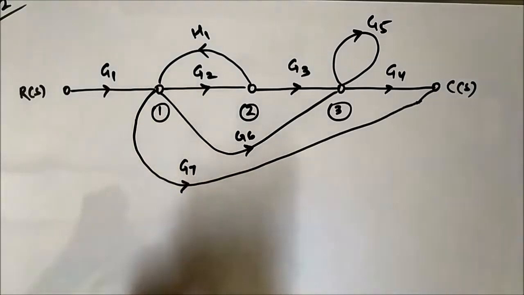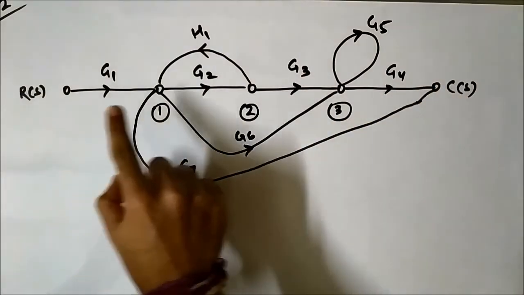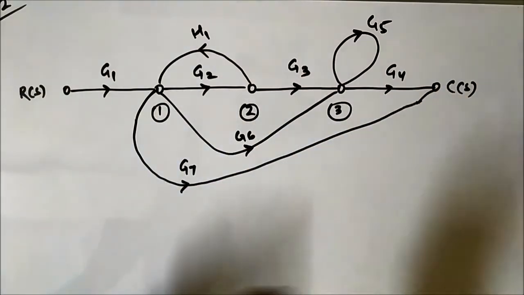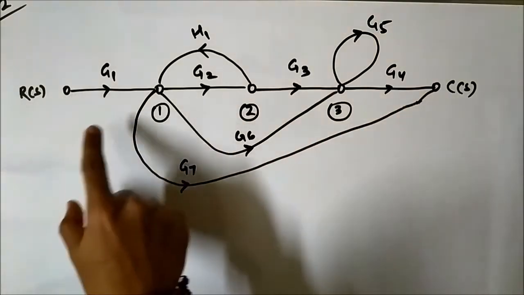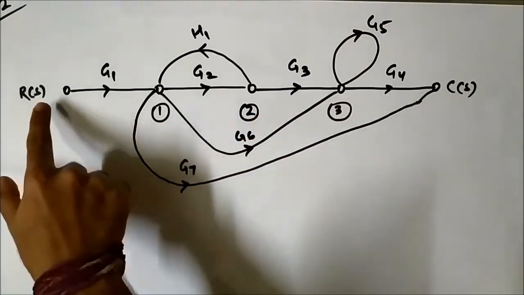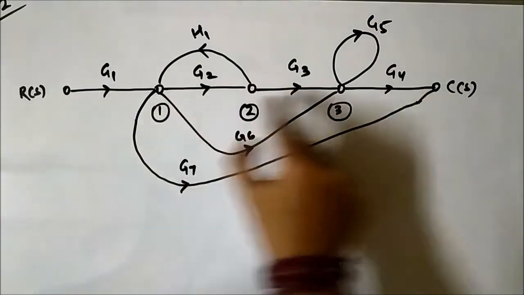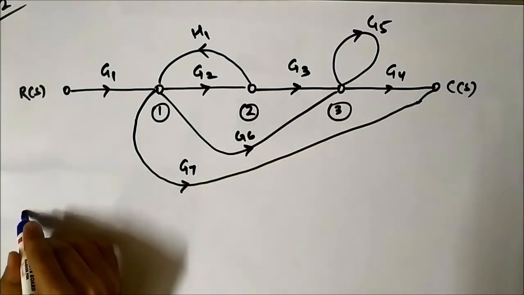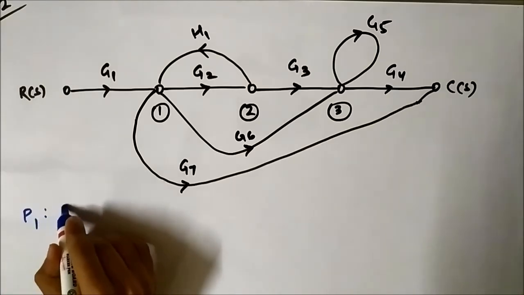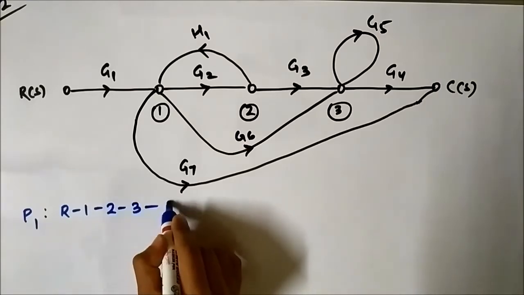The definition of a forward path: we know it is a group of branches joining the input node and the output node in one direction with no nodes repeated. Let us see. There is one obvious forward path, R to 1 to 2 to 3 to C. Always pay attention to the direction of the arrowhead. It is in one direction, R to 1 to 2 to 3 to C. So that is forward path number 1.